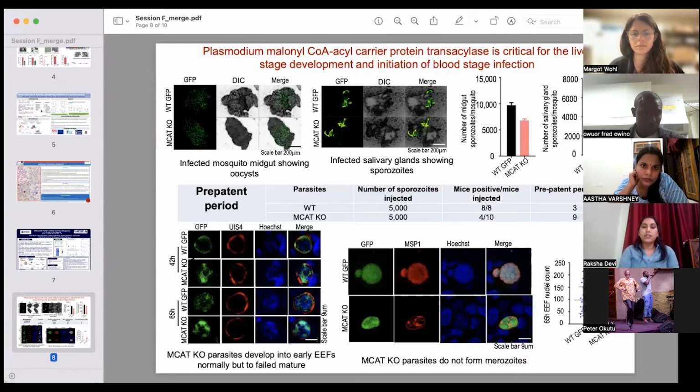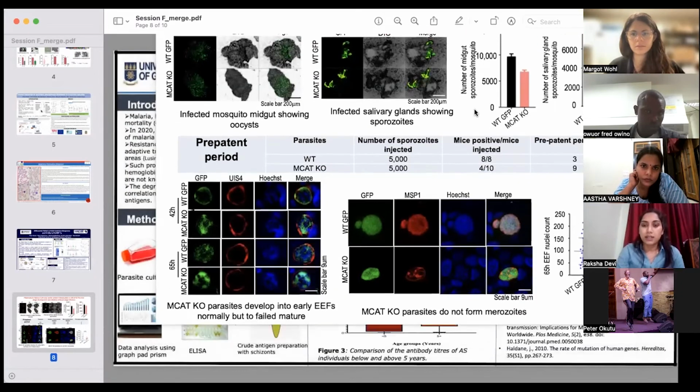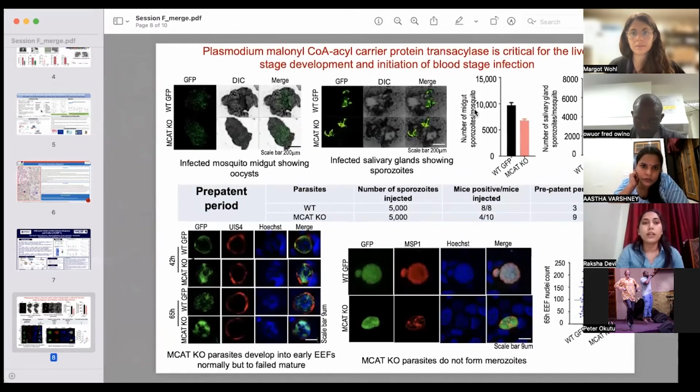Further, we will check the mode of attenuation that is being used by this particular enzyme for this knockout parasite, and combine this particular enzyme with another gene in order to generate a GAP vaccine. Thank you.